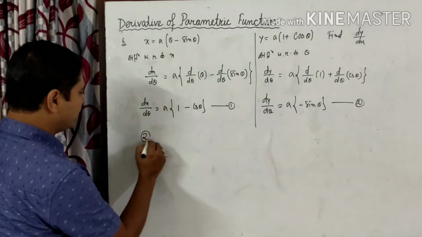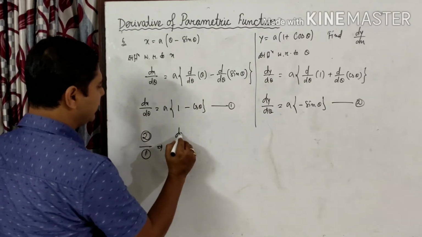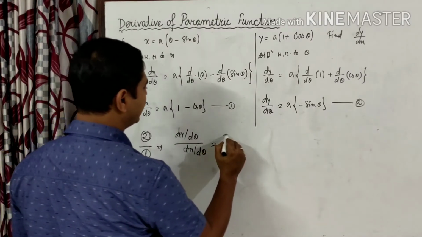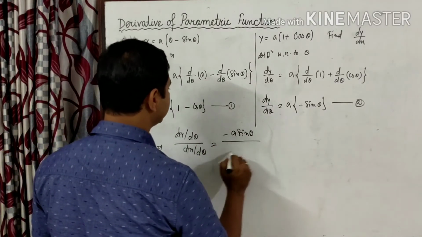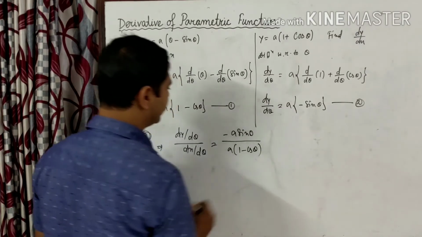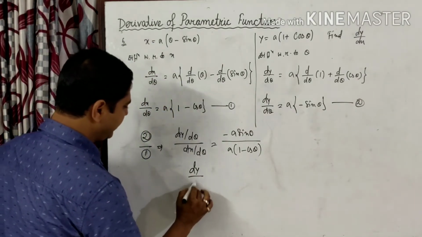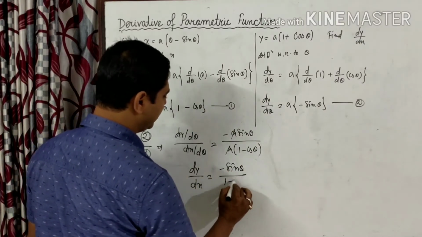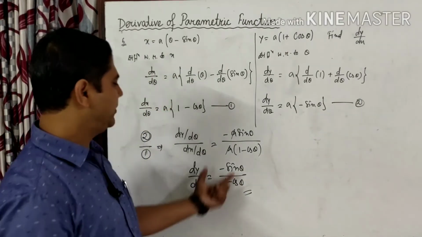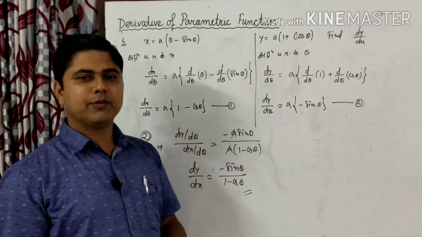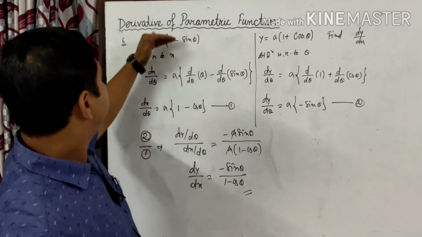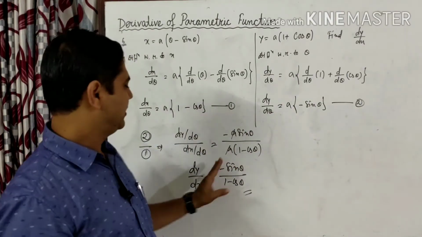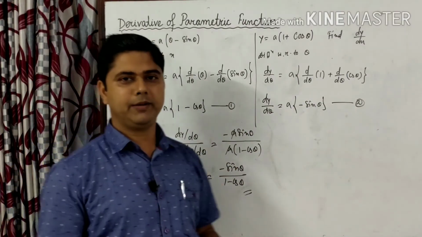Next, what do we do? Equation 2 by 1, dy by d theta divided by dx by d theta, we get minus a sin theta divided by a into 1 minus cos of theta. Finally, you have dy by dx equal to, a cancels, minus sin of theta by 1 minus cos theta. That is the derivative of this function. Simply, you have to find dx by d theta and dy by d theta, get the two parts, then divide them. That is the derivative of a parametric function.